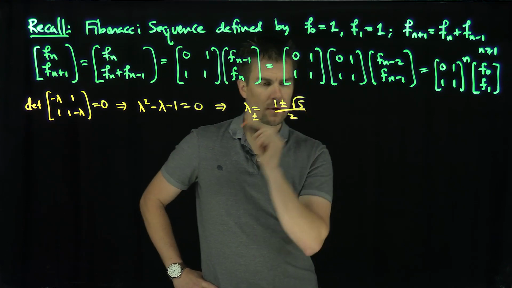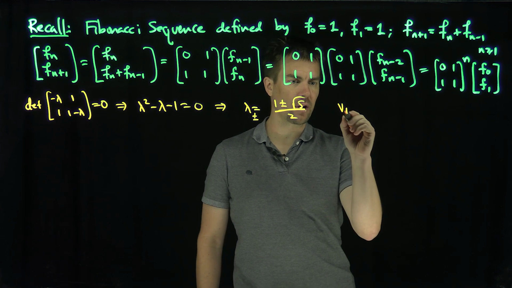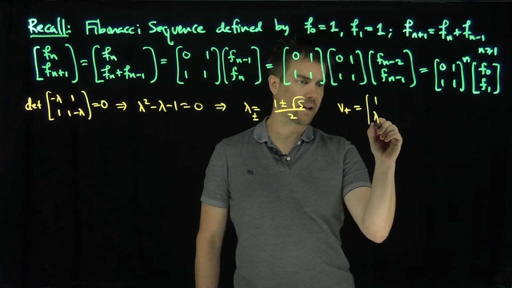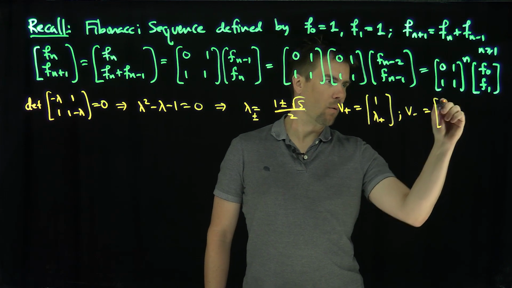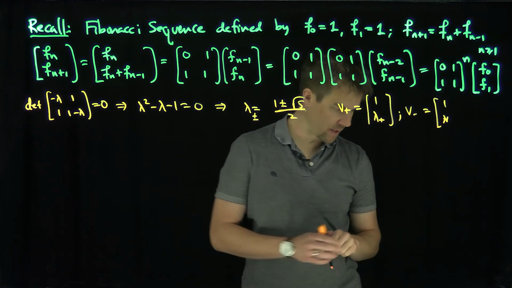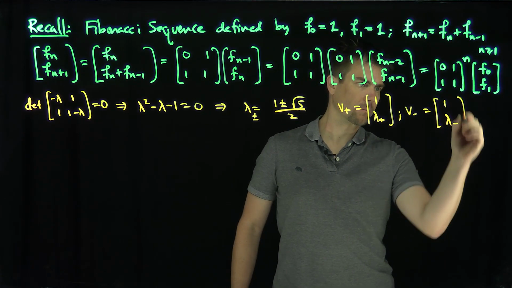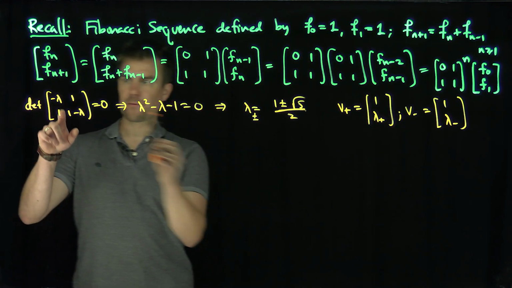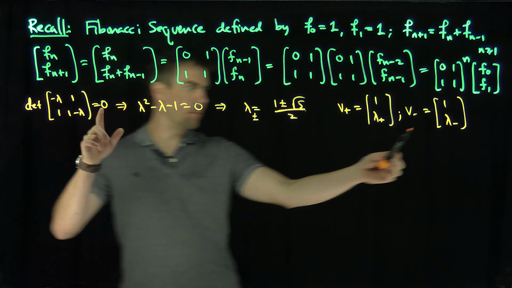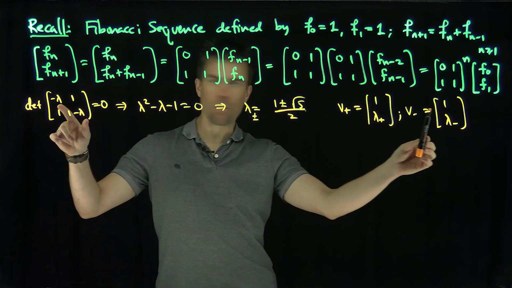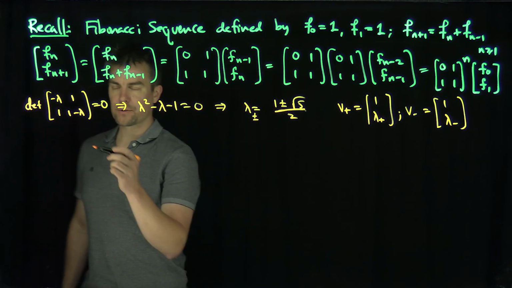Great. And of course we can easily check the eigenvectors. V plus is going to be 1, lambda plus, and V minus is going to be 1, lambda minus. We can just check that because if I plug in, for example, lambda plus, and I hit it with 1, lambda plus, I'll get 0, 0. If I do lambda minus, I'll get negative lambda minus plus lambda minus, which is 0, 0.